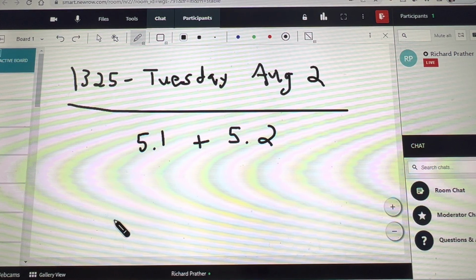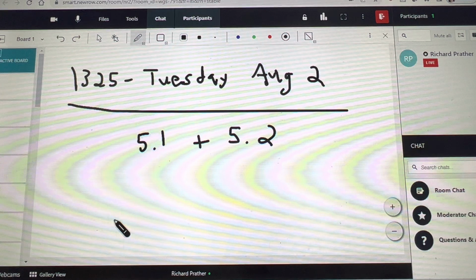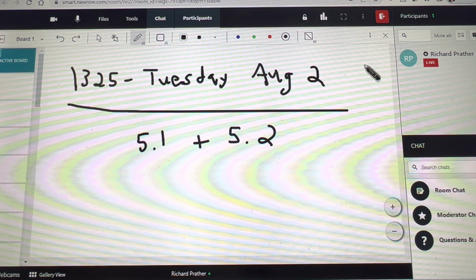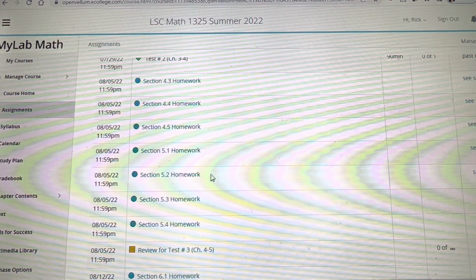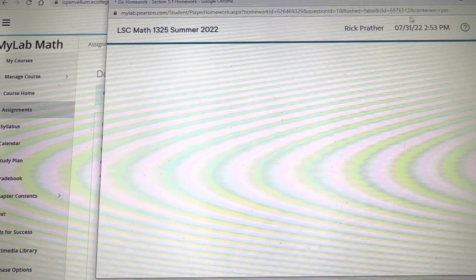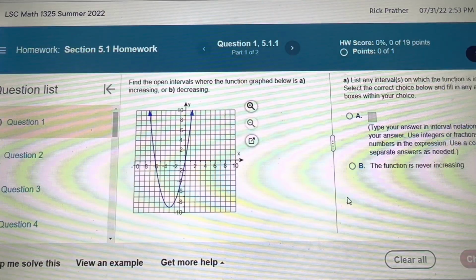We were up to Tuesday, August 2nd for Math 1325, and we're going to be working on sections 5.1 and 5.2 today. 5.1 is giving you some skills you're going to need to do 5.2 actually, so come in here to 5.1. First, we're going to do this from a graph.